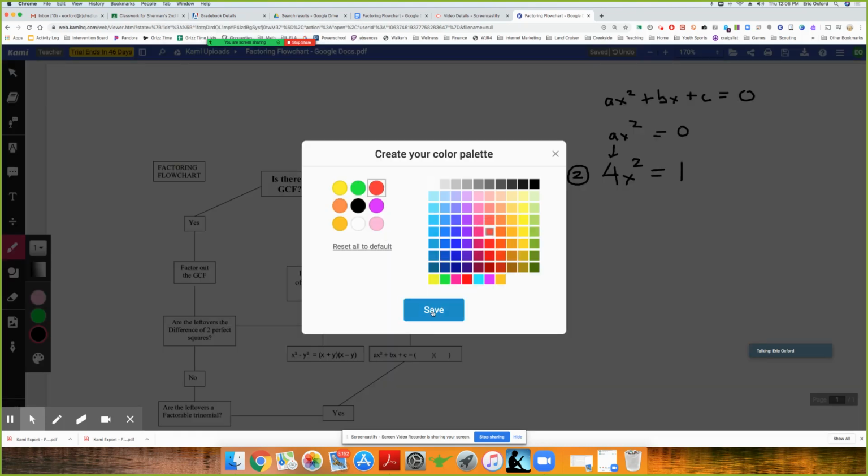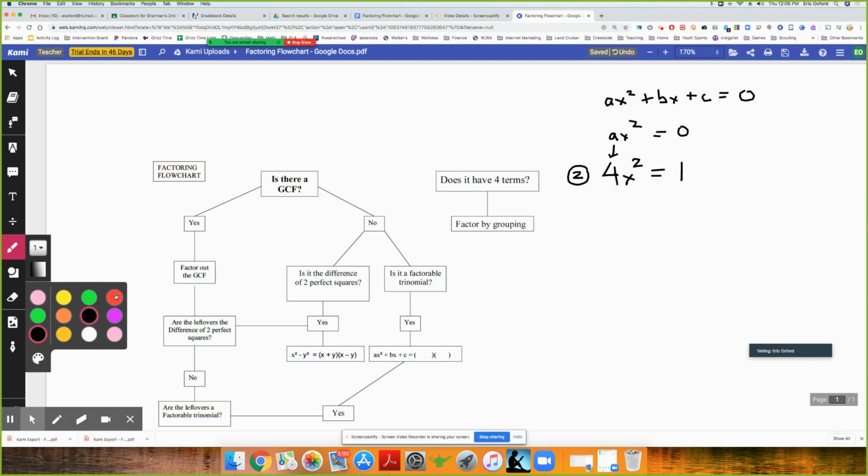Okay, before we move through there, let's see if we can rely on our factoring flowchart. Let's go back over here to the left and check our factoring flowchart. So the first question is right here. Does it have 4 terms? No, so we wouldn't try to factor by grouping. Then we're going to go over to this side. Is there a greatest common factor? Well, there's only one term, so I guess there is.